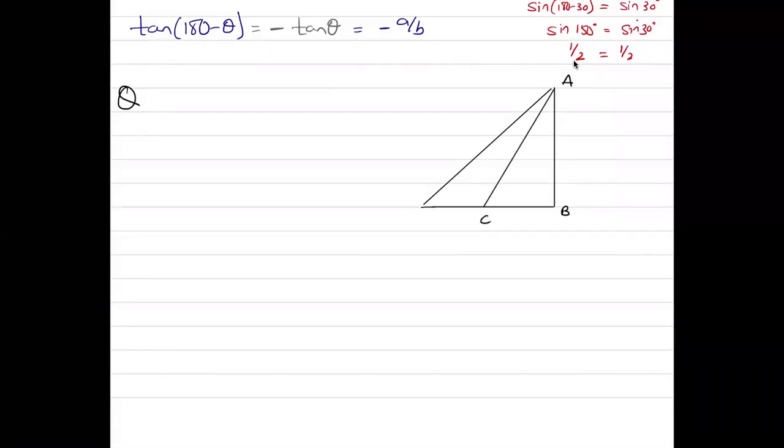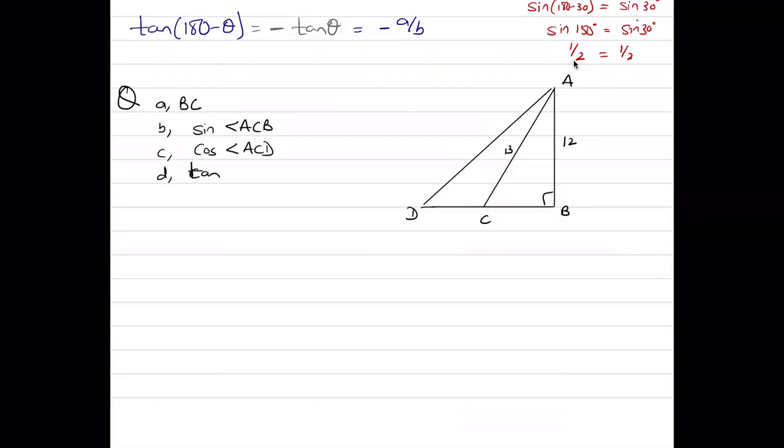We have been given triangles ABC and ABD. This length is 12, this length is 13 units. Using this figure and without using the calculator, we need to find the length of BC. The second part is to find the sine of angle ACB, cos of angle ACD, and tan of angle ACD.